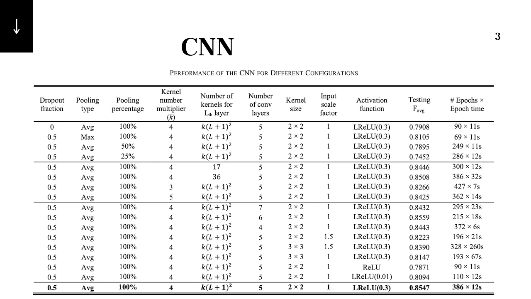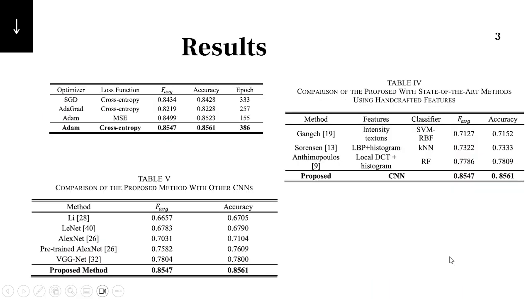So they have tried different configurations for the CNN, and the best one that they got was this one here, with a dropout of 0.5 using 100% pooling percentage, and the kernel size 2 by 2, number of convolutional layers 5, and then they got an F score of 0.8547 and epoch times 286. And here we have the results.